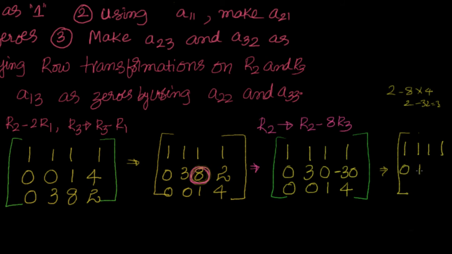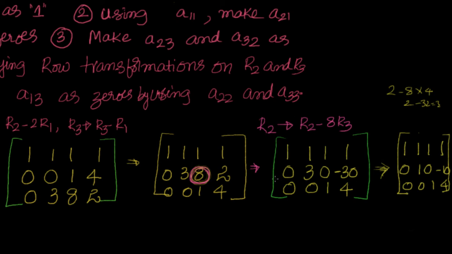I have 0, 1, 0, minus 10. I have 0, 0, 1 and 4. See how simple it is. The whole key lies in where you are doing the transformations, how you are going through them. Any problem is damn easy. You don't need to do 10 or 15 steps.